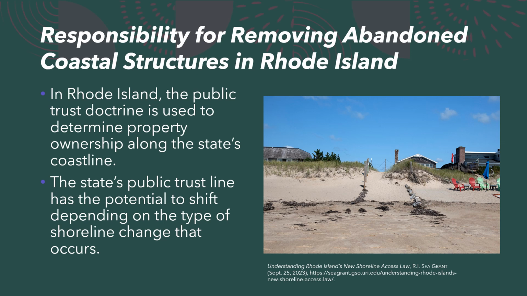Importantly, most states, including Rhode Island, recognize that instances of accretion or erosion automatically lead to changes in the property line, and the loss of coastal land caused by avulsion generally does not lead to any changes in the property line. Thus, Rhode Island's public trust line has the potential to shift depending on the type of shoreline change that occurs. Ultimately, given that the public trust doctrine is used in Rhode Island to determine property ownership along the state's coastline, and that property ownership must be determined prior to assigning any liability for the removal or destruction of an abandoned or uninhabited coastal structure, determining whether the public trust line has shifted is pertinent.